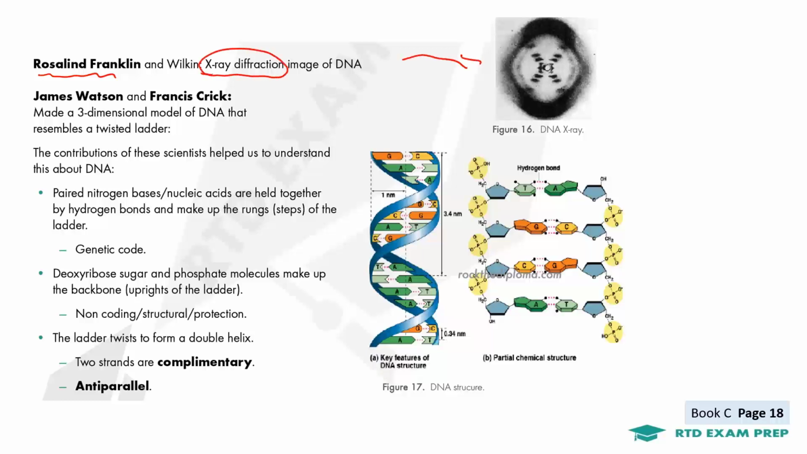She shared this image to help Watson and Crick, who actually never did any experiments themselves, but they are the ones that we credit for creating the first 3-dimensional model that showed DNA represents a twisted ladder. So Watson and Crick are credited for discovering the shape of DNA.